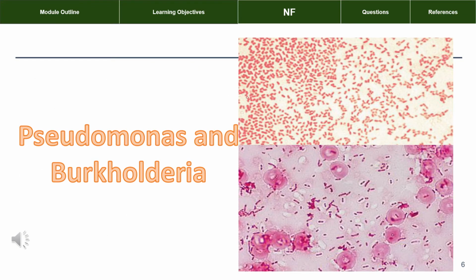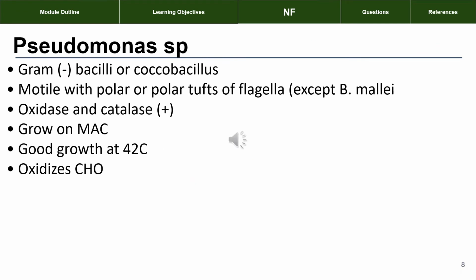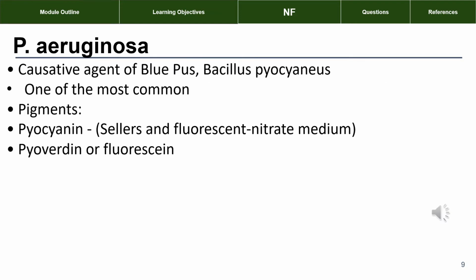We now talk about your Pseudomonas and your Burkholderia species. So here on top is your Pseudomonas, and here on the bottom is your Burkholderia species. Pseudomonas species are gram-negative bacilli or coccobacillus. They are motile with polar or polar tufts of flagella except for your Burkholderia mallei. So they are oxidase and catalase positive. They grow on your MAC. And there is a good growth at 42 degrees of incubation. Also oxidizes your carbohydrates.